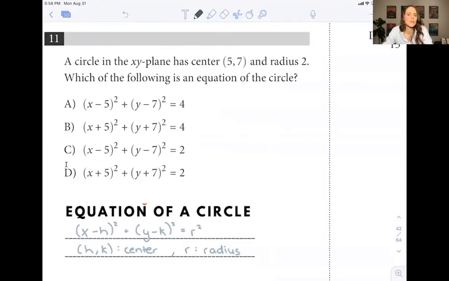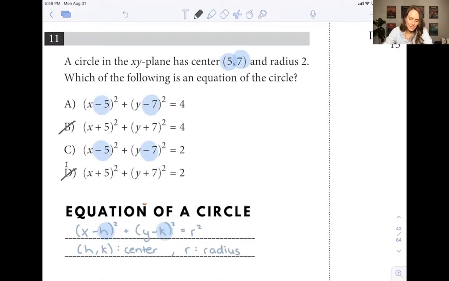So a circle in the XY plane has a center of (5, 7). So that is my H and K. So I need x minus 5 and y minus 7. And that occurs in answer choices A and C. So it cannot be B or D. And then the radius is 2.